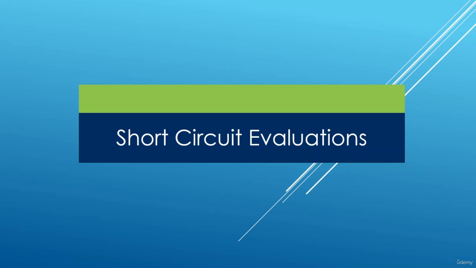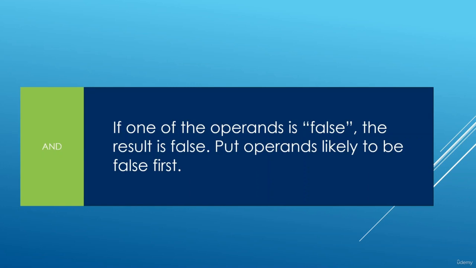In this lecture, we're going to learn about short-circuit evaluations. This is one way we can save on the operations we are doing in a logical expression. What do I mean? If you are using the logical AND operation, if one of the operands is false, the result is going to be false because anything you AND with false becomes false. So we can take advantage of this and put operands that we think are likely to be false first.